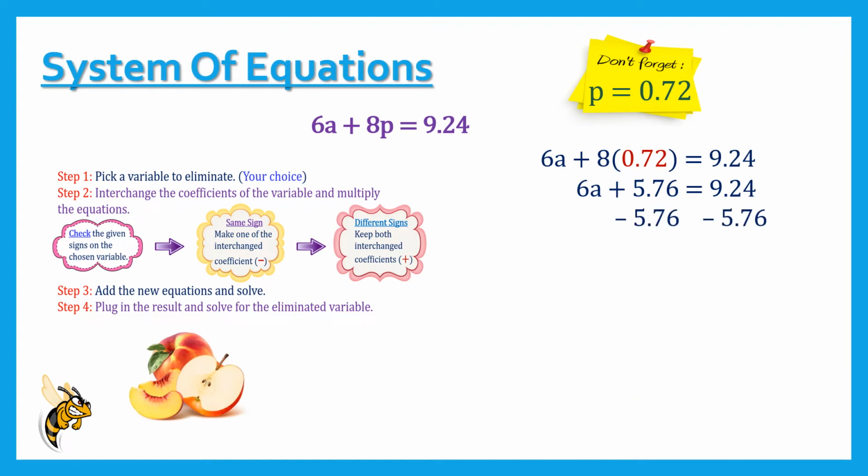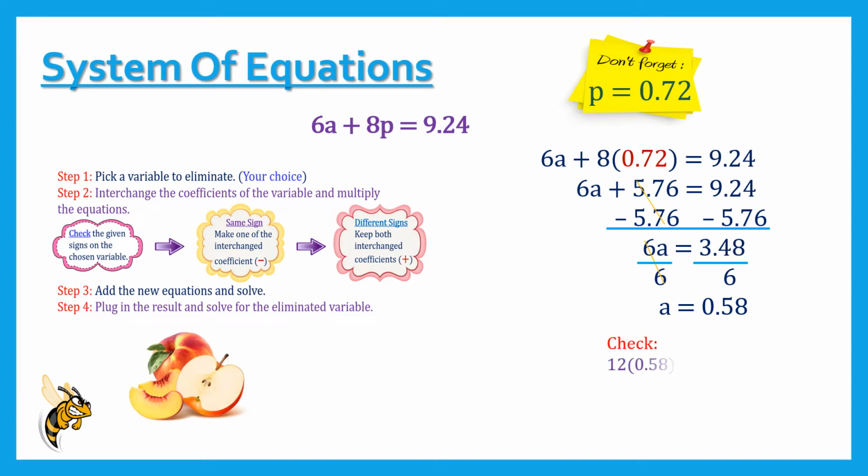Subtract 5.76 from both sides. Therefore, 6a is equal to 3.48. To get rid of the coefficient of 6, we're going to divide both sides by 6. So therefore, a is equal to 0.58.